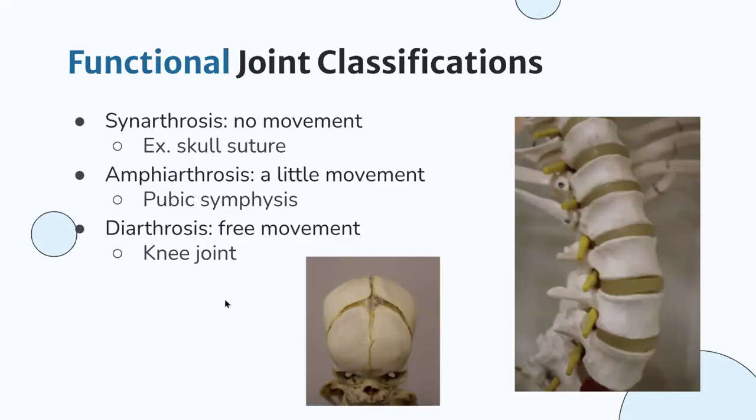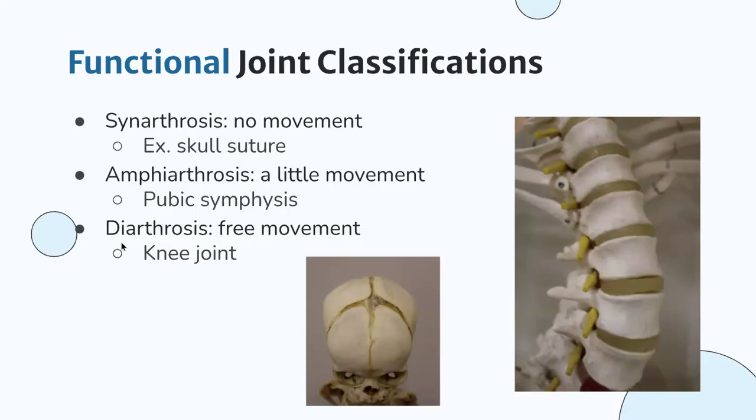Next is amphiarthrosis, which means that there's a little bit of movement. An example of this would be your pubic symphysis, which is the piece of cartilage that connects your two coxal bones of the hips. Another example is your intervertebral discs, which you can see in this picture over here on the side. These pieces of cartilage that are in between the vertebrae. If you think of your spine, it is able to bend, but not as freely as, let's say, your elbows or your knees. So therefore, it is amphiarthrosis.